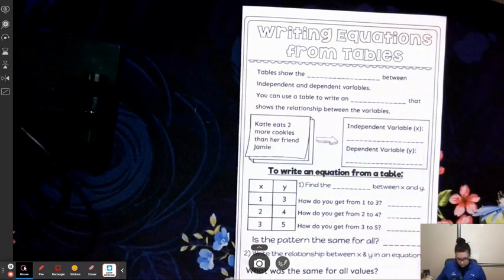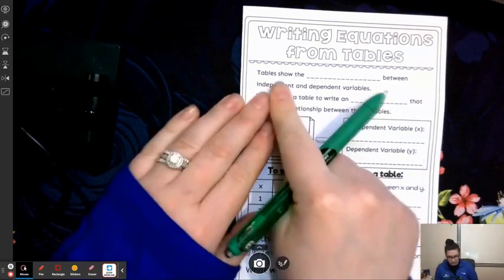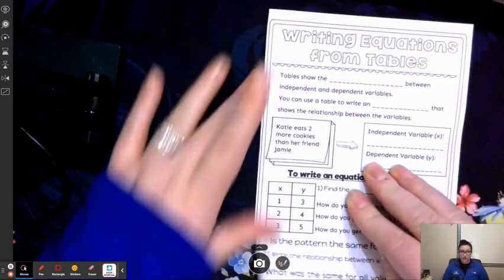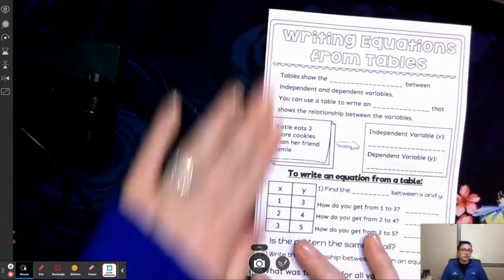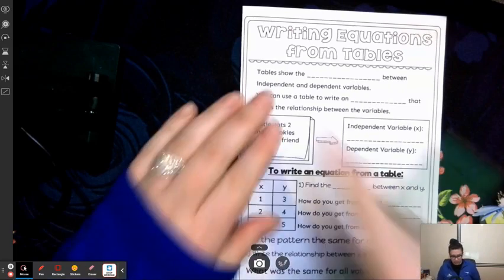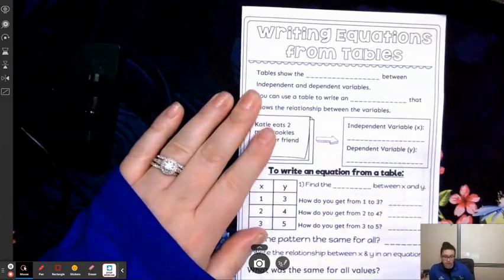You've got this piece of paper. We're going to fold it in half. So this is our front cover that says Writing Equations from Tables. First, we've got some fill in the blanks.